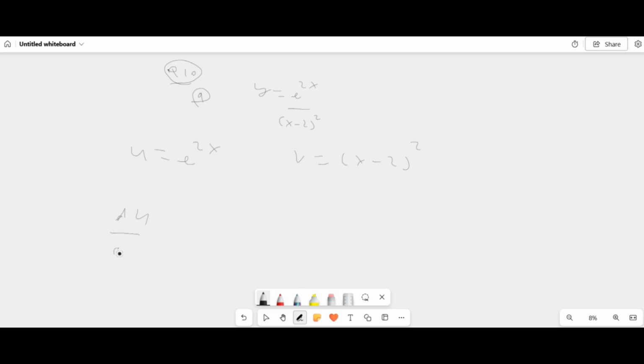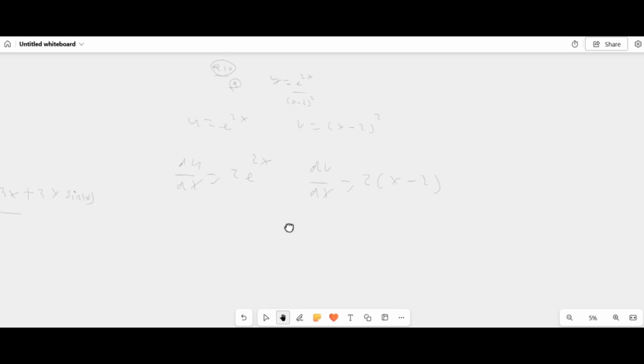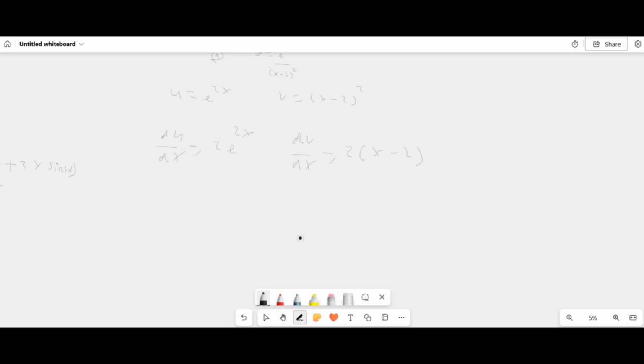Alright, du over dx here is gonna be bring the 2 down, and that's e, and that stays the same. And then dv over dx here, bring the 2 down there. That's x minus 2. And then differentiate the 1 outside, doesn't change anything. So that times that, that's gonna be 2 e to the power 2x open bracket x minus 2 squared here. And take away that times that, so that's gonna be 2 e to the power 2x open bracket x minus 2. And then obviously here we're gonna have all of that over x minus 2 squared, but we're gonna need to square that again, so it becomes 4, yeah.